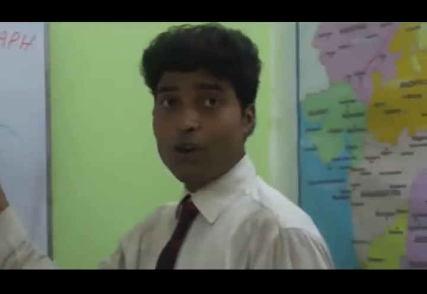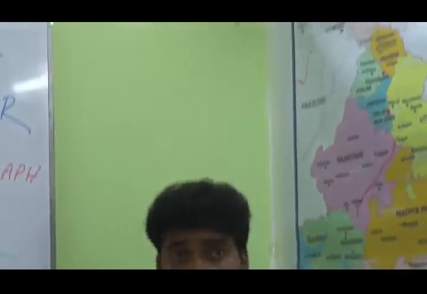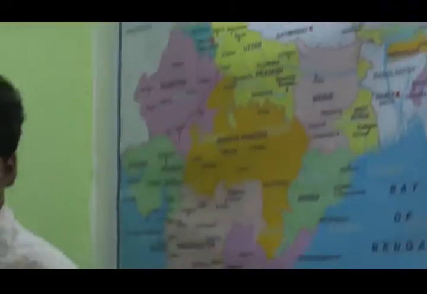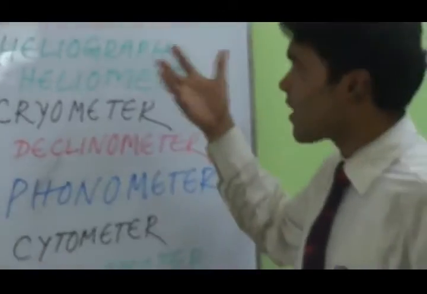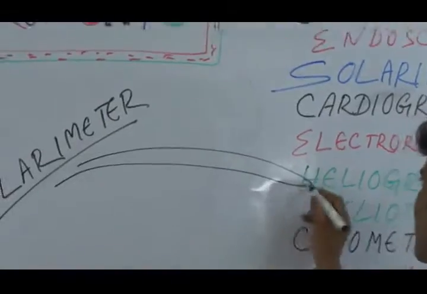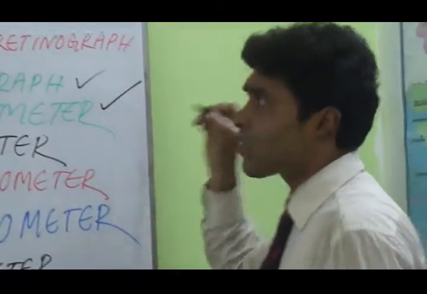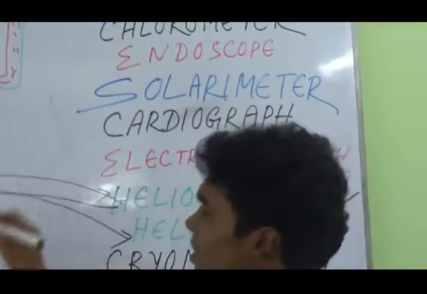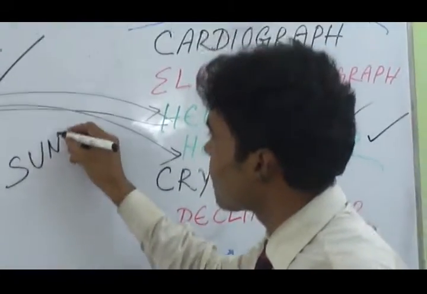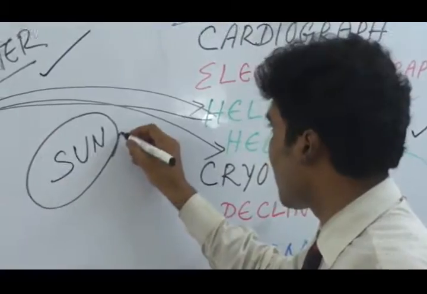Okay? Now we will discuss heliograph, or heliometer. What is heliograph? Heliograph means the sun's heat, temperature. So that is the intensity of heat, the intensity of temperature from the sun. Same thing, there is a little difference between solarimeter and heliometer, heliograph. Just keep in mind, whenever heliometer or solarimeter is concerned, remember one word, that is sun.